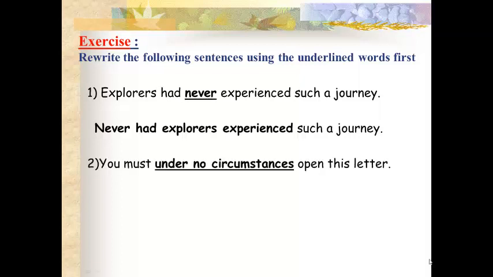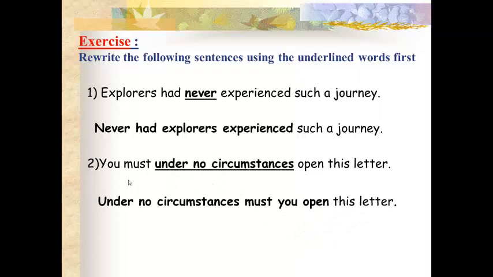Now, sentence number 2: You must under no circumstances open the letter. First of all, you are supposed to find the verb. Where's the verb? Must open. It is a modal, okay? Modal verb. We have the phrase under no circumstances, and we are supposed to use it at the beginning of the sentence. What will happen? Of course, you are supposed to switch between the subject and the modal verb, like this: Under no circumstances must you open this letter.